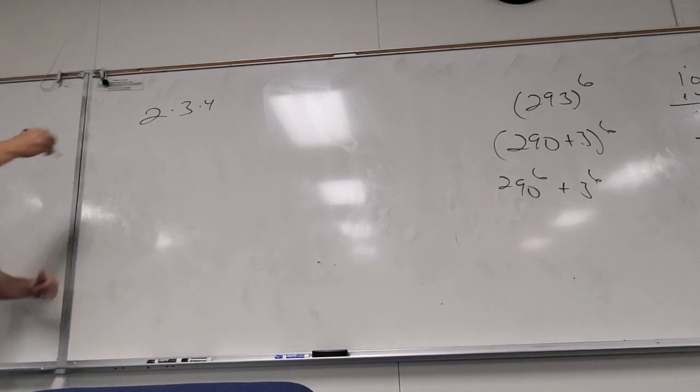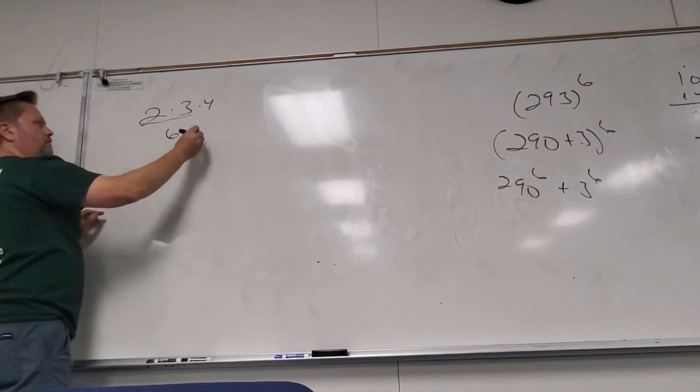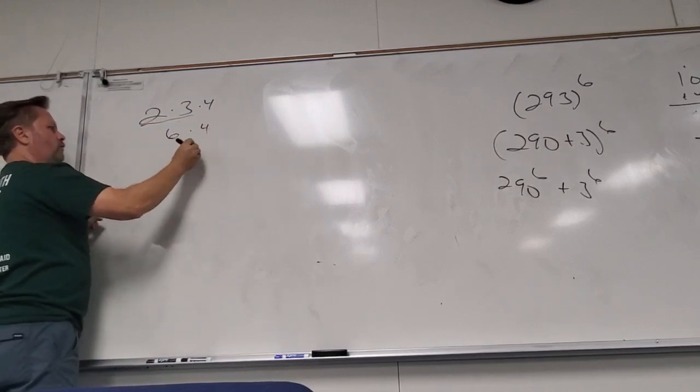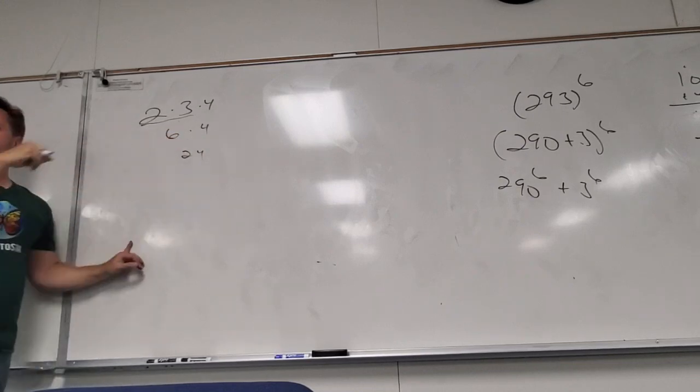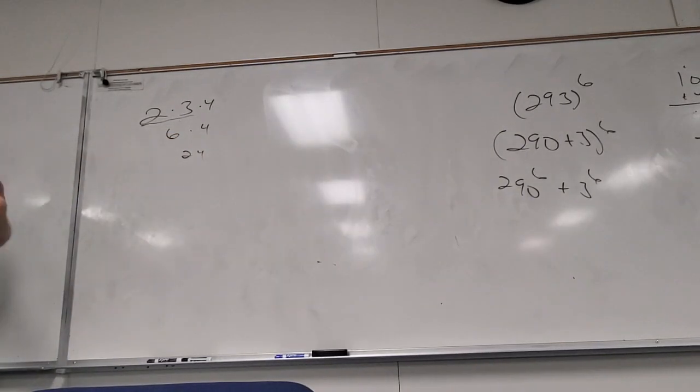And here's what I would say. 2 × 3 = 6, correct? And 6 × 4 = 24. Doesn't 6 have a 2 in it? Didn't that get applied to the 4? Isn't the 2 in the mix? It didn't just go to the 3. They both went to the 4, right? You guys kind of with me?